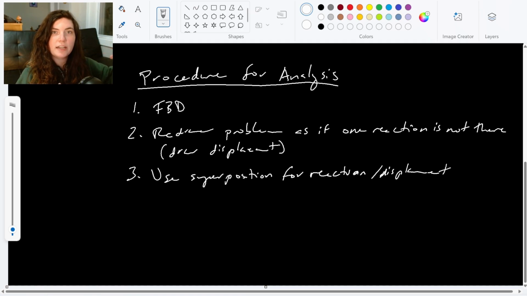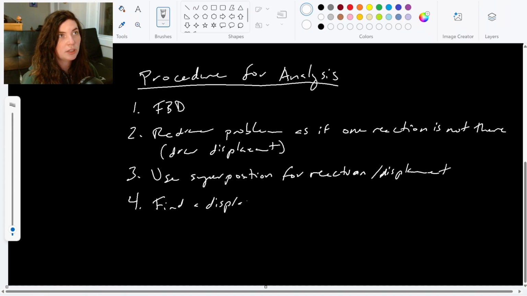You got rid of one reaction, you did that displacement, now you're putting the reaction back in, you're doing that displacement so that we can add them together to find the displacement overall. Right, so step 4 is to find a displacement relationship between those displacements that we found. Usually it'll just be adding them together, but there may be more complicated geometries going on.